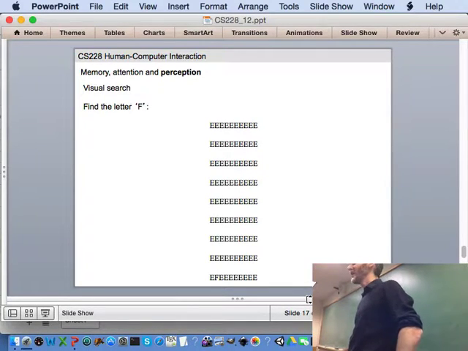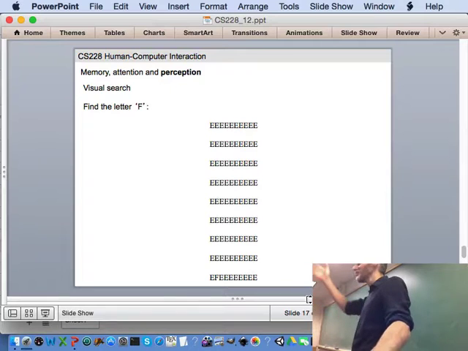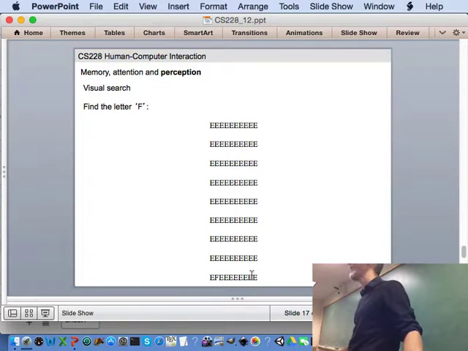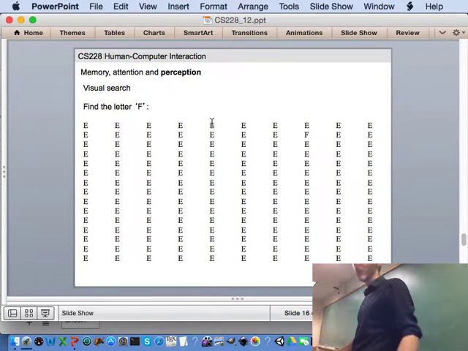And why did you do that? I didn't give you any instructions about how to scan. Just experience, right? This one feels comfortable. You start in the top left and you start reading, which is why I put the F in the last row. If the F had been up here, you would have found it instantaneously. What about this one? Did you read starting from the top left? How did you scan this one?